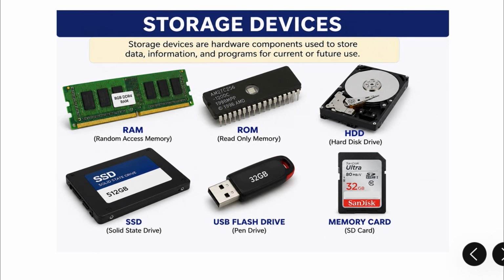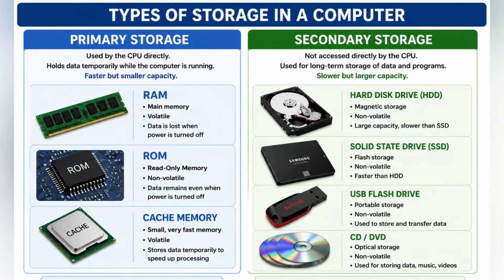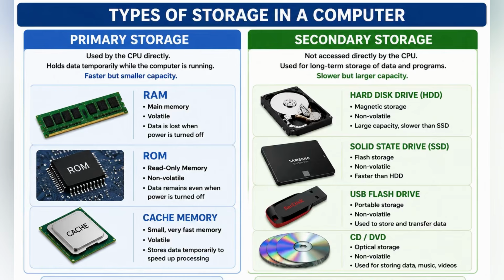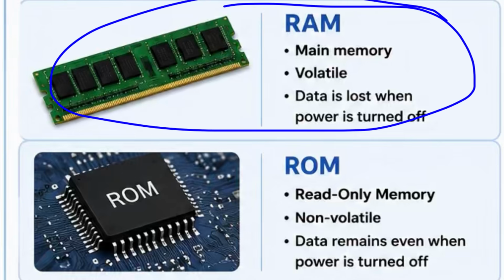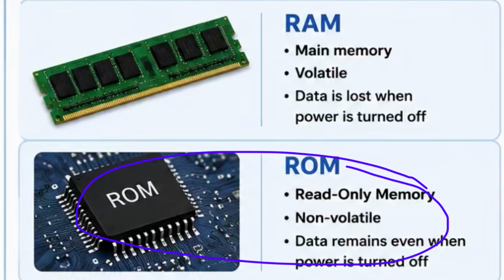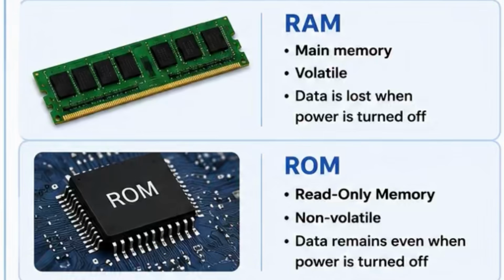We have seen some examples of storage devices. Let's classify them into two main types: primary storage and secondary storage. Primary storage includes RAM and ROM. RAM is volatile memory, meaning its contents are lost when the computer is switched off, while ROM is non-volatile memory, meaning its contents remain even when the computer is switched off. These storage devices are directly accessed by the CPU and provide fast access to data during processing.